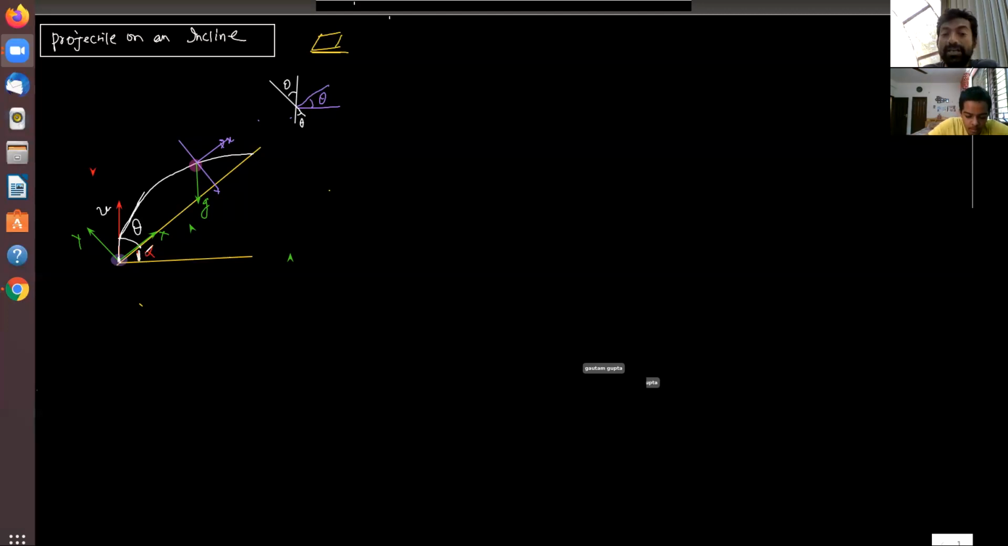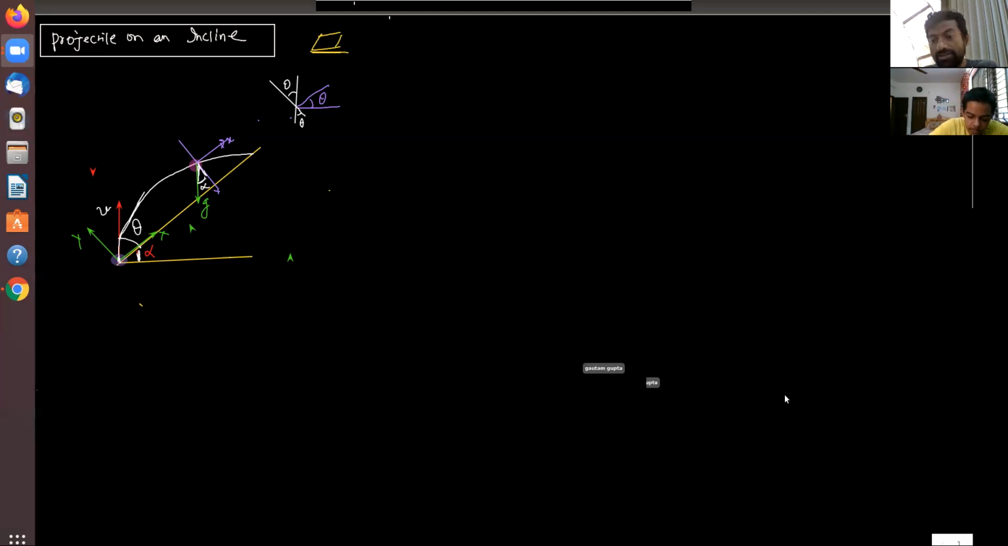The angle of the incline is alpha. So the angle between the perpendiculars to each of them: this is the perpendicular to the incline and this is the perpendicular to the horizontal. So this angle will also be alpha. Is that clear? Yes, sir.